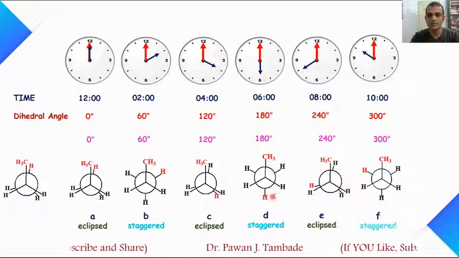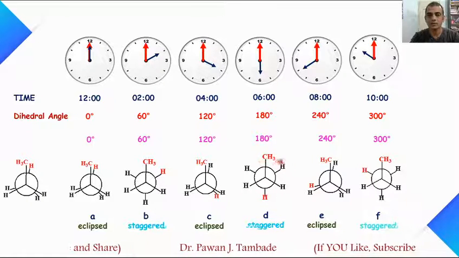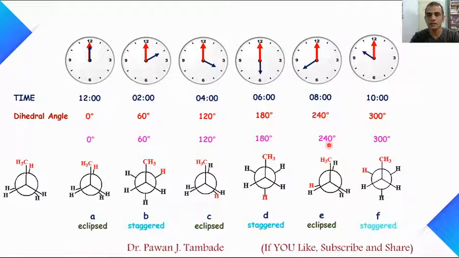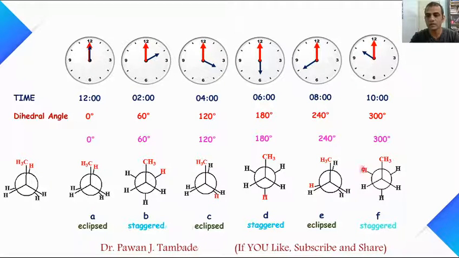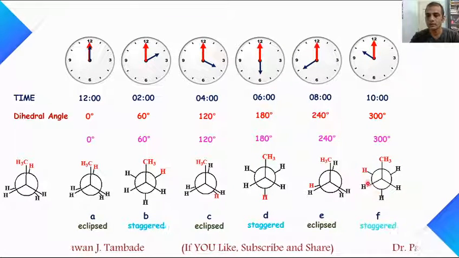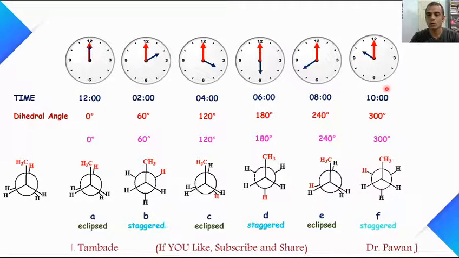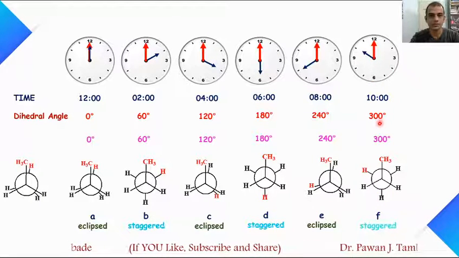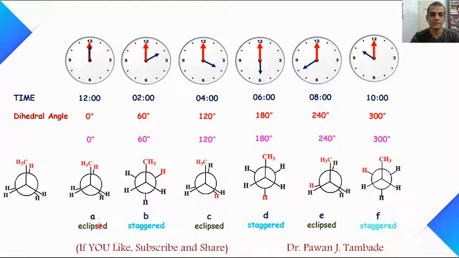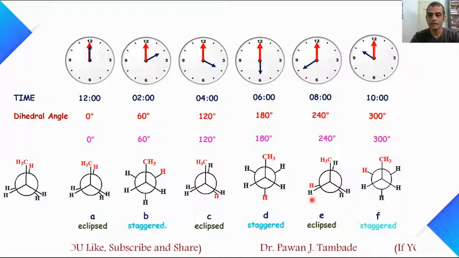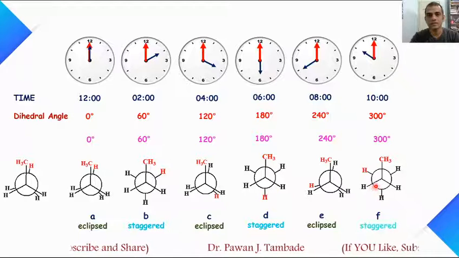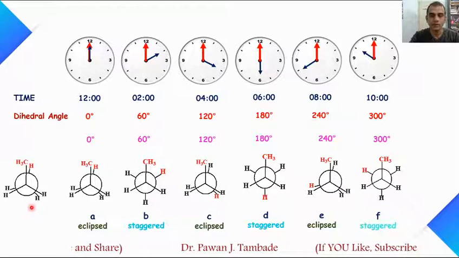They are making a semicircle. So the bond angle or dihedral angle is 180 over here. If you look at this conformation, then here the dihedral angle is 240 degree, and in this conformation the dihedral angle is 300 degree, just like 10 o'clock in this picture. So if you look at these different possible structures, then in this, these A, C and E are eclipse structures, and B, D and F are staggered structures of propane molecule.